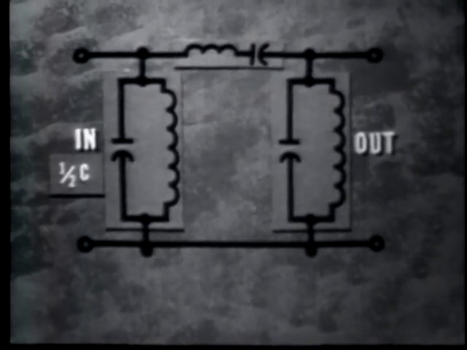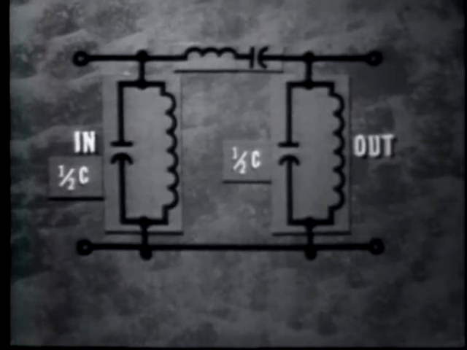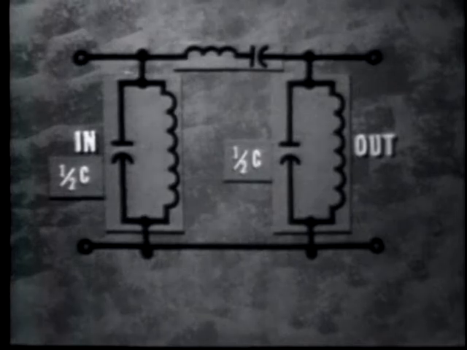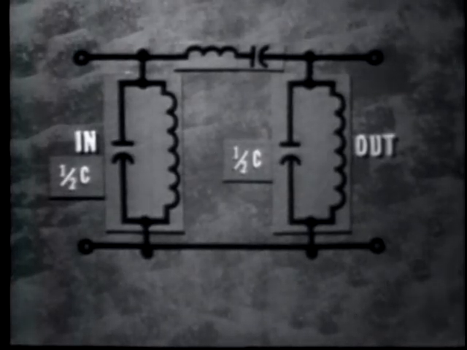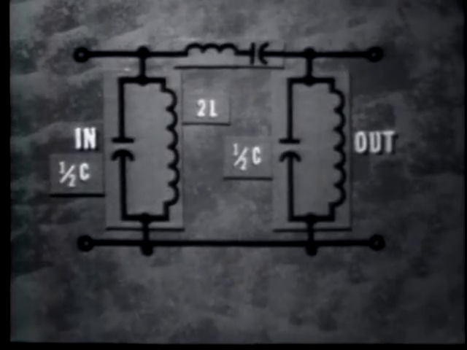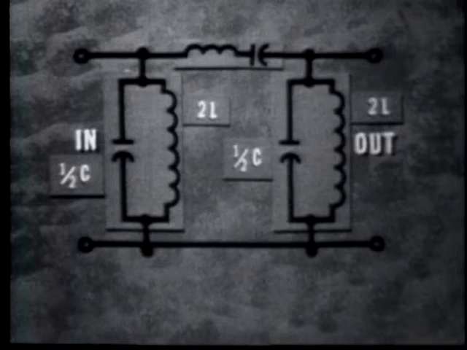We now have two capacitors in parallel, so each capacitor must equal half the original capacitance, one half here and one half here. Two inductors in parallel, however, means that each inductor must equal twice the total value required. So 2 times L goes here in this tank, and 2 times L goes here. Again, total values of L and C have been maintained.